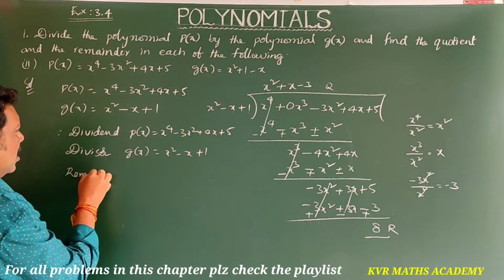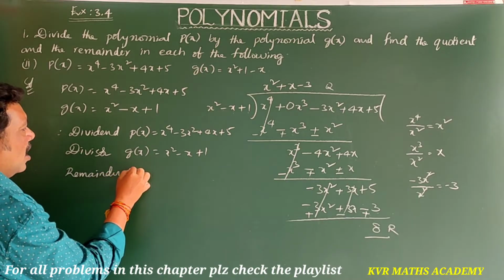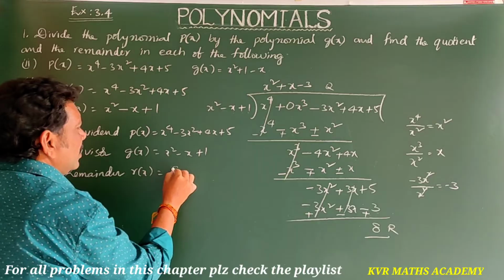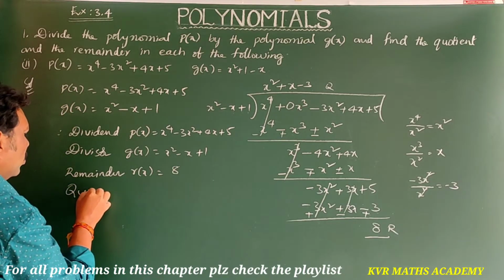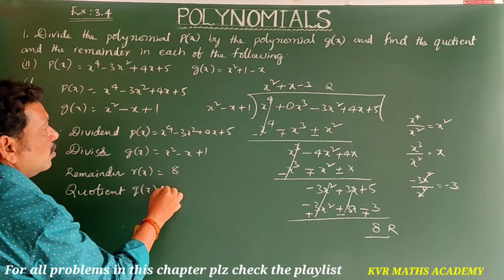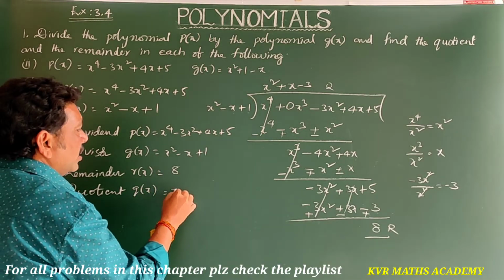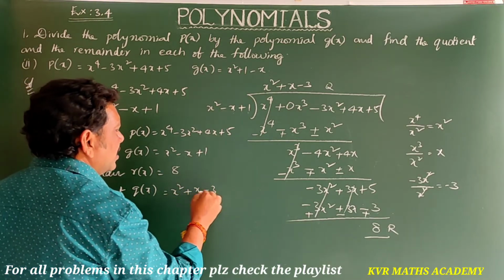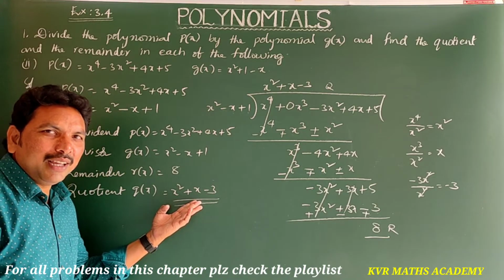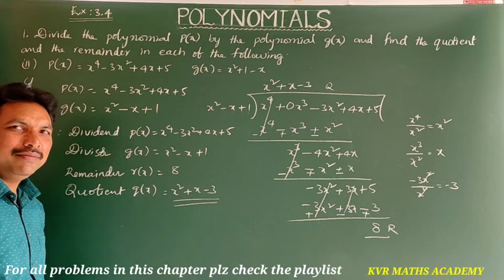We have found the remainder. r of x is equal to how much? 8. Next, quotient q of x is equal to x square plus x minus 3. So have you understood about this clearly? Yes, note it down.